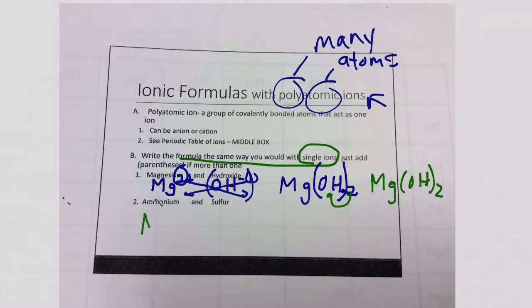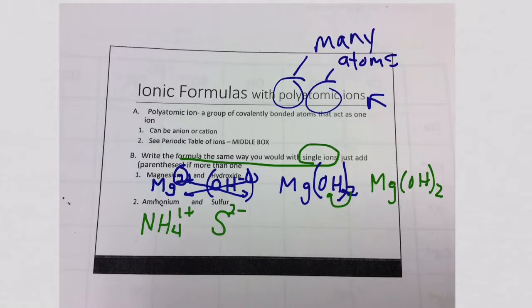And so we have NH4, and it's a +1. And what else do we have? We have sulfur. Sulfur, of course, is S, and it's in group 16, so it gains 2 electrons to be stable, forming a -2.